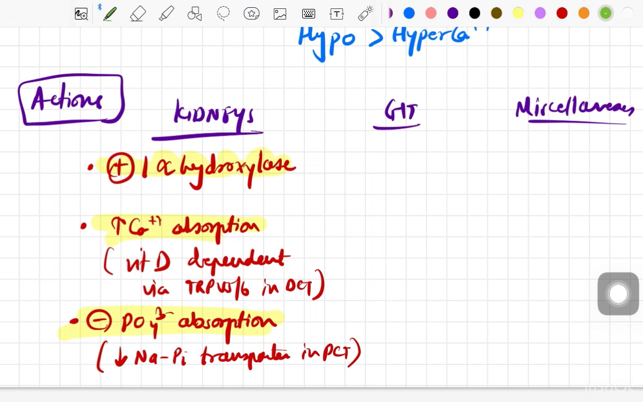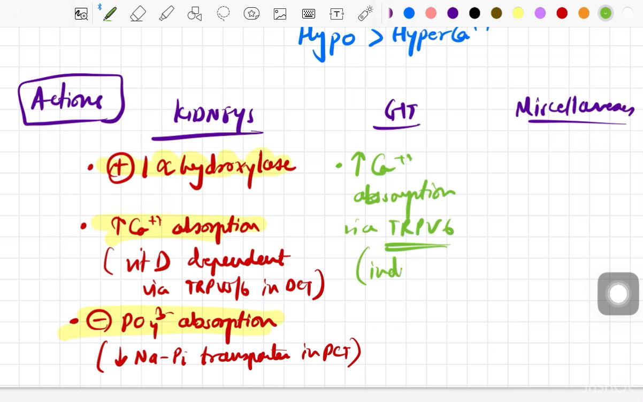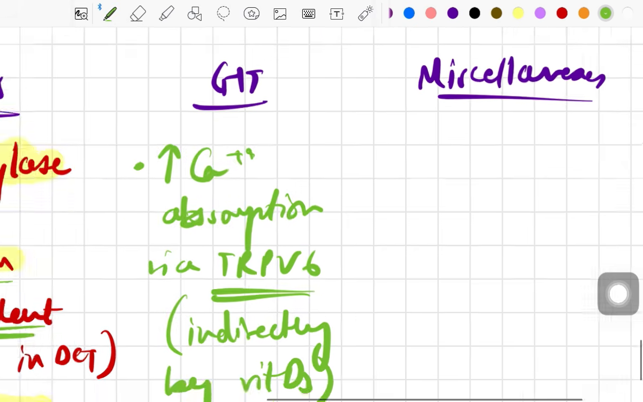Now we look at its actions in the GIT. In the GI tract, it increases calcium absorption from the gut. Whatever calcium is taken in the diet is absorbed in the gut via TRPV6 receptors, and this action is indirectly mediated by vitamin D3. Whereas the calcium absorption in kidneys is directly dependent on vitamin D.